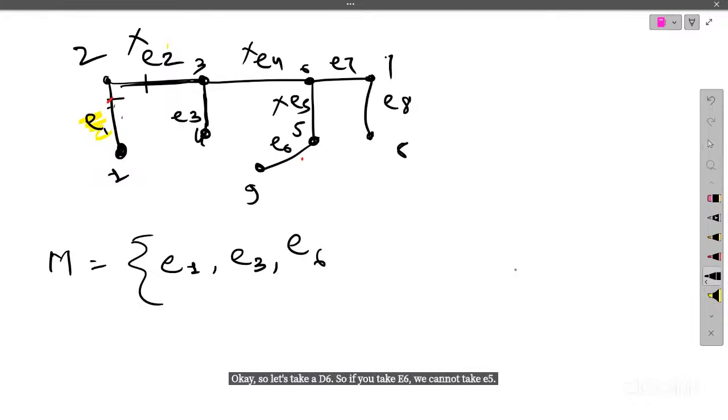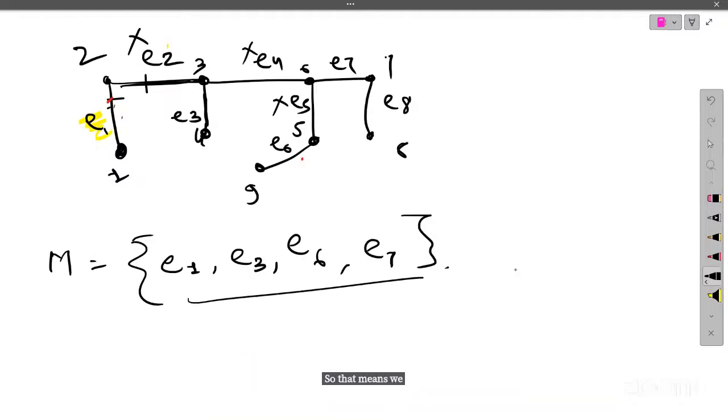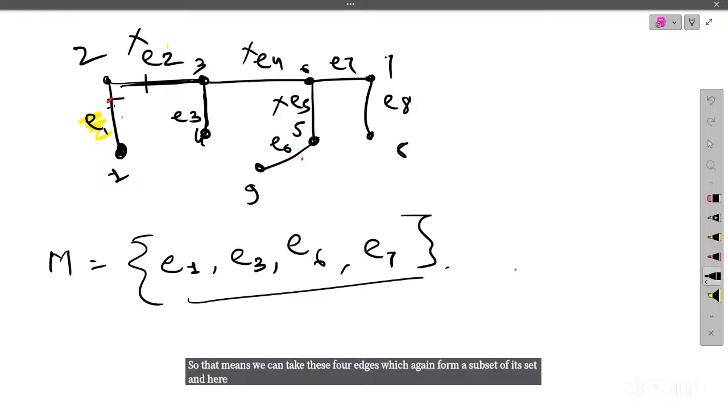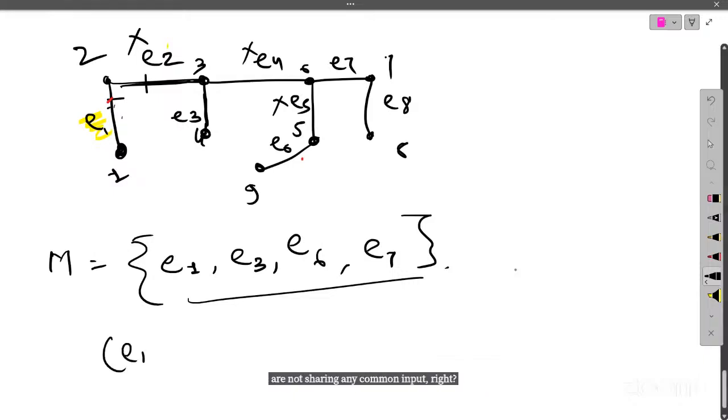Now there are only 2 edges remaining, which are E7 and E8. We can take only one of them, because if you take E7, then we cannot take E8, and if you take E8, we cannot take E7. So there is only one choice. Let's take E7. So we can take these 4 edges, which again form a subset of the edge set, and any pair of these edges does not share any common endpoint, right? If you take the pair E1, E3, there is no common endpoint of E1 and E3.